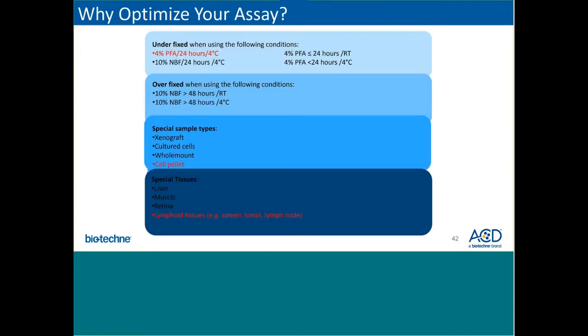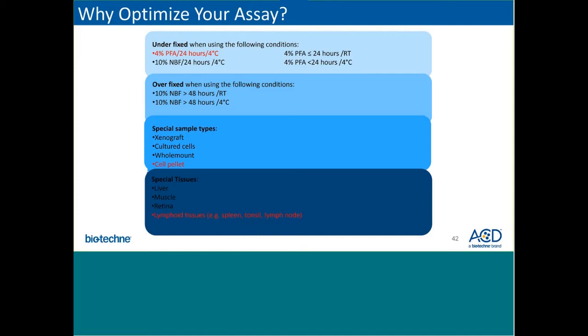So why optimize your assay? Here are some potential reasons that you may need to do so. If your samples are underfixed, this can usually lead to over-digestion of your samples using your standard conditions. If you overfix, the signal could then be weak and you may, again, need to optimize your pretreatment conditions.